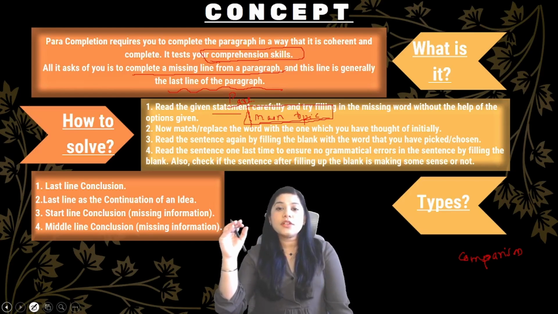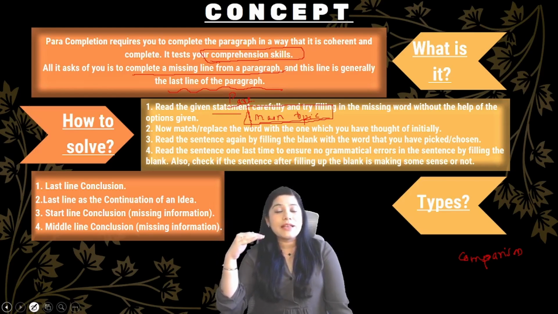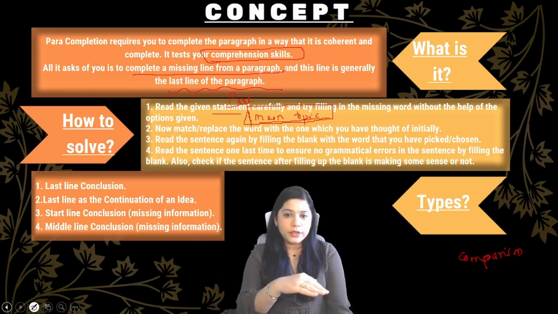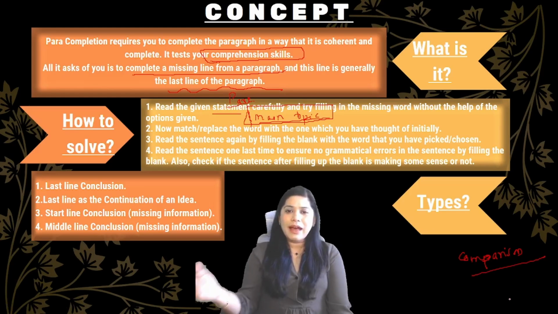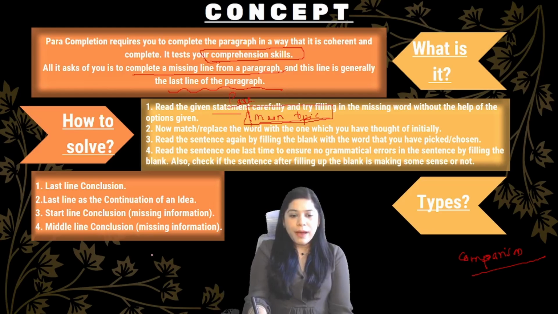Maybe the other option is much more relevant, has much more relevant words or information than this other particular option. So make sure you compare all the options and see which one is better, because the other option may not be that wrong. You see, understand, in para completion questions, examiners are getting very clever these days.